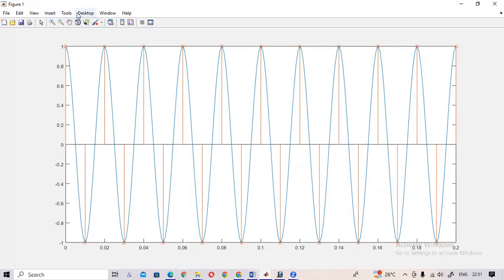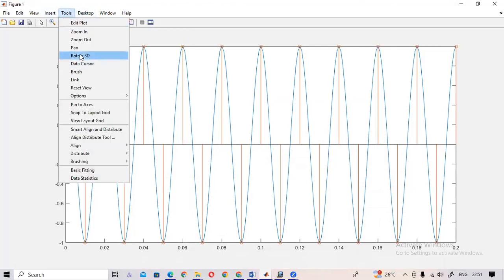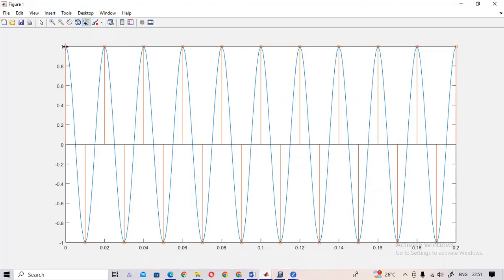It takes at 0. The second sample should be at 0.01. Okay. This should be 0.02. This should be 0.03. So please understand one thing.